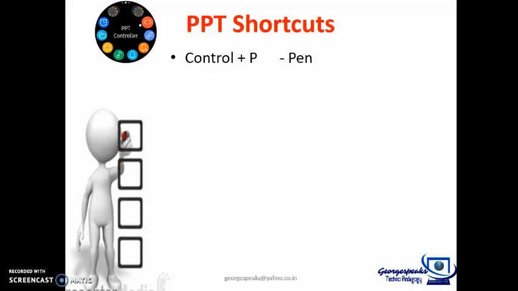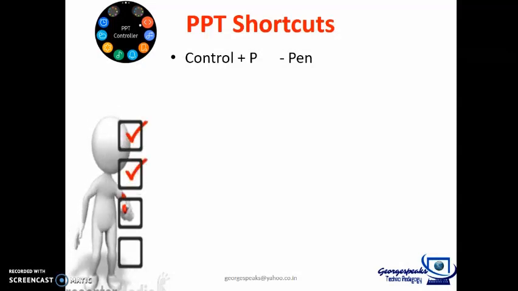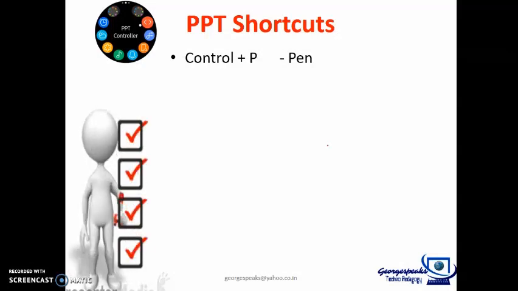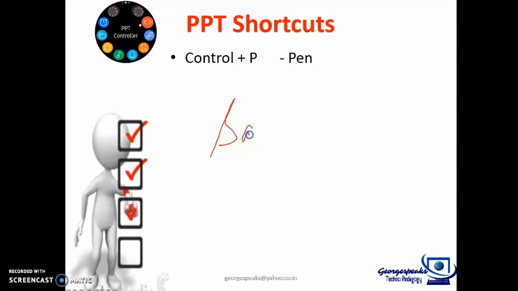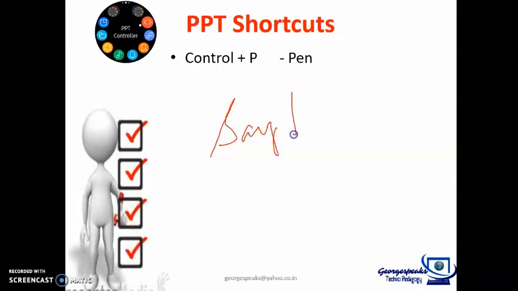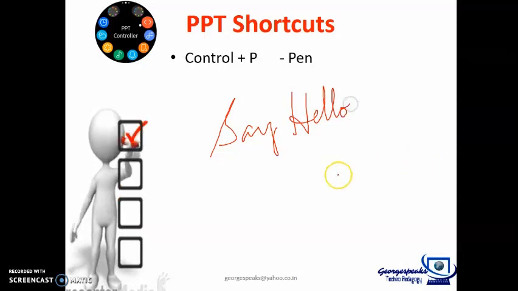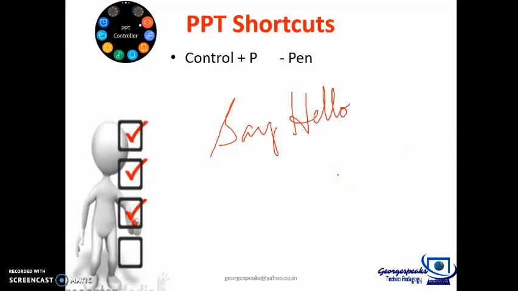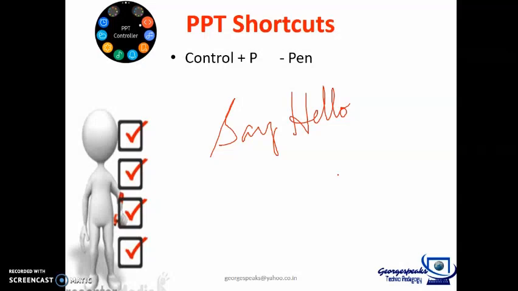First one is you press Ctrl plus P on your keyboard, Ctrl P, and you will get a pen which would enable you to write anything on the screen. Like for example, say hello. See, it's very easy because many times in online teaching, one of the limitations is that teachers don't have a blackboard or a whiteboard. So all you have to do is just Ctrl plus P and you'll get a pen and you'll be able to write anything on the slide.